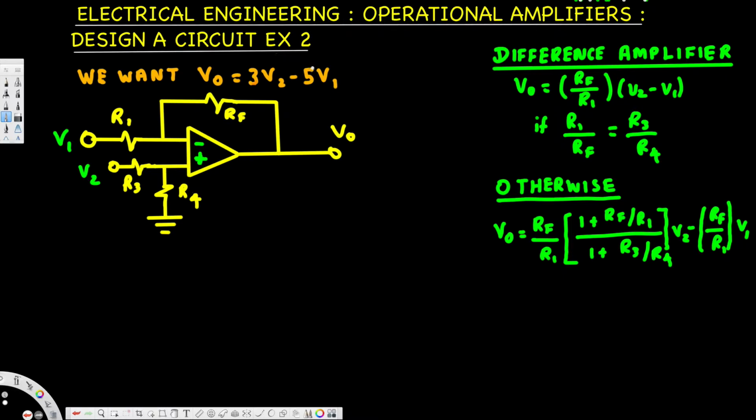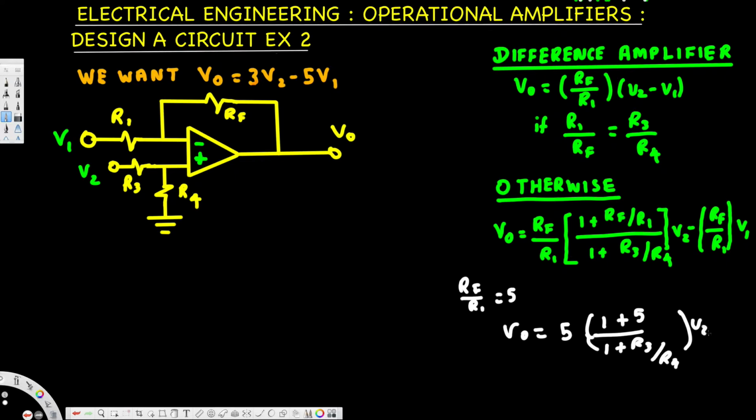Here we want 5V1, so we want the RF over R1 ratio to be 5. So let's say RF over R1 is equal to 5, and if we put that in the equation, VO is equal to 5 times (1 plus RF over R1, which is again 5) divided by (1 plus R3 over R4), times V2, minus RF over R1, that's 5V1.